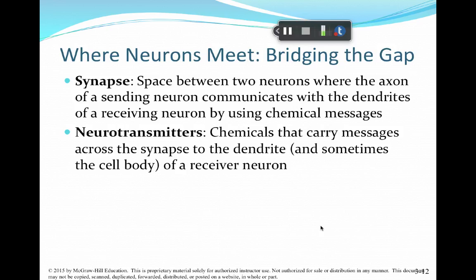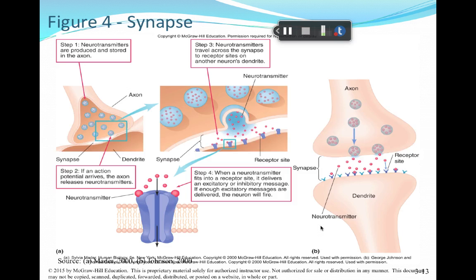So we've talked about the structure of a neuron, and now we have to talk about where neurons meet. There's something called bridging the gap. A synapse is the space between two neurons, where one neuron that's sending the message communicates with another. The neurotransmitters carry certain messages across the synapse to the dendrite of the receiver neuron. You can almost think of it as a telephone where from one neuron you're calling another, and in that space between is the operator.